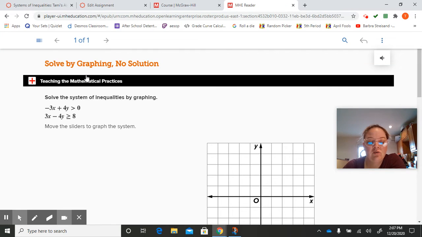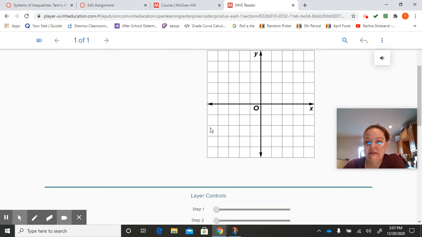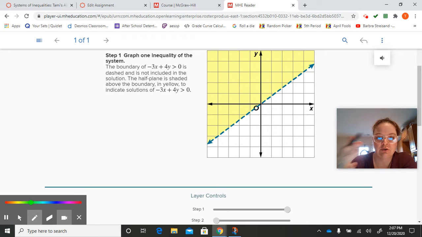Okay, so here we have a system of inequalities: negative 3x plus 4y greater than 0, and 3x minus 4y greater than or equal to 8. We're going to graph them and see what happens. So step 1, we're going to graph our first inequality, negative 3x plus 4y greater than 0. Let me go through the steps to get that into something that's easier to graph.